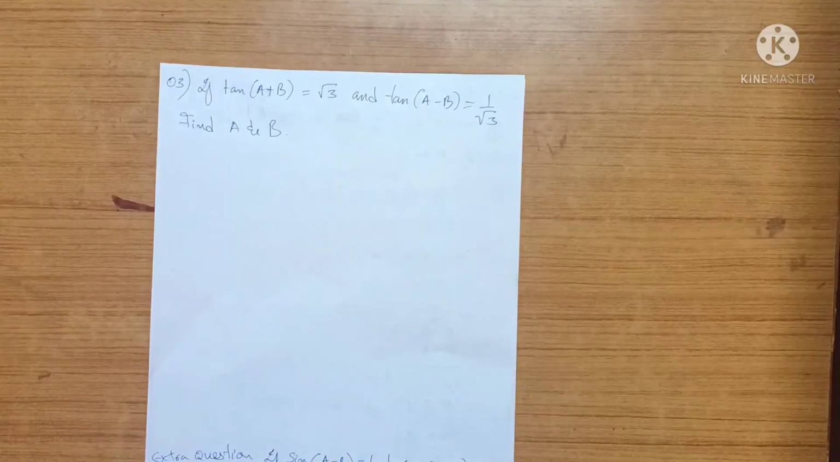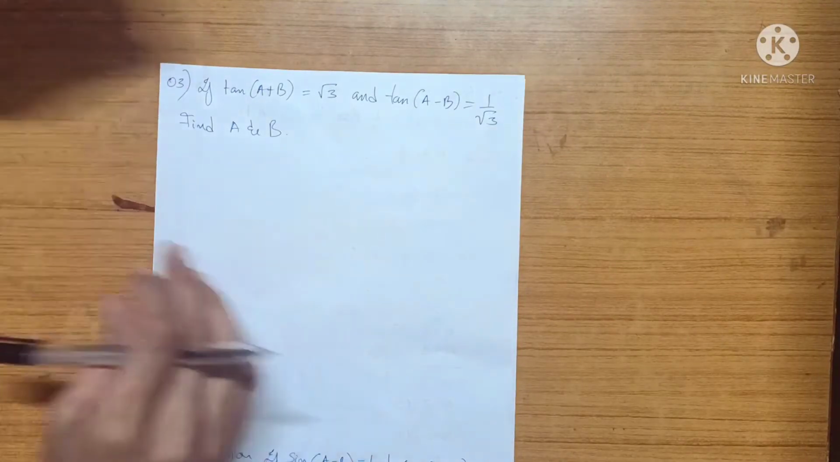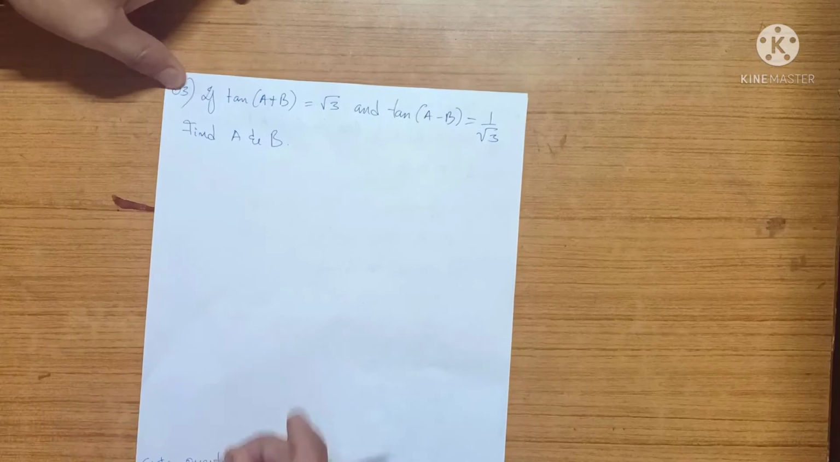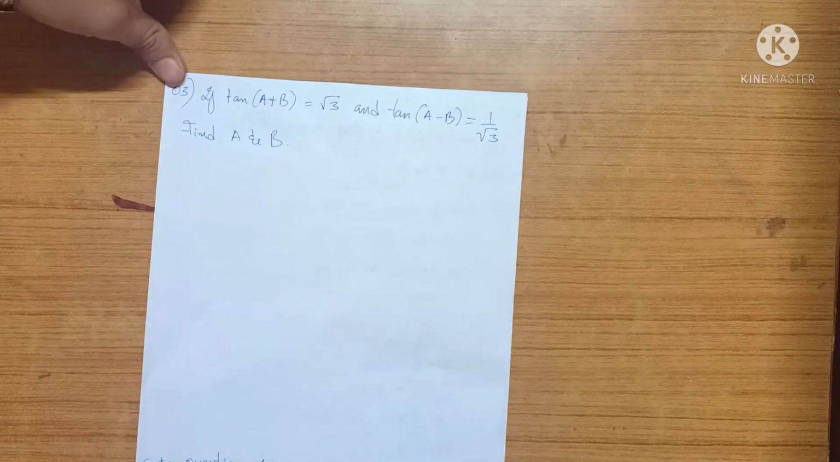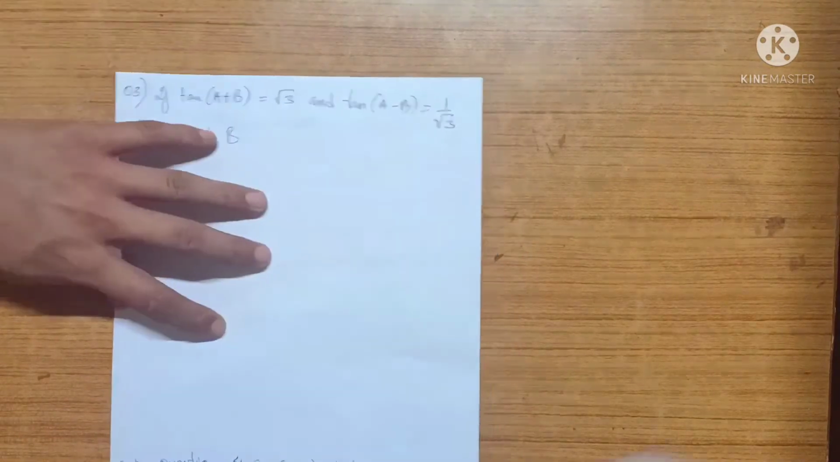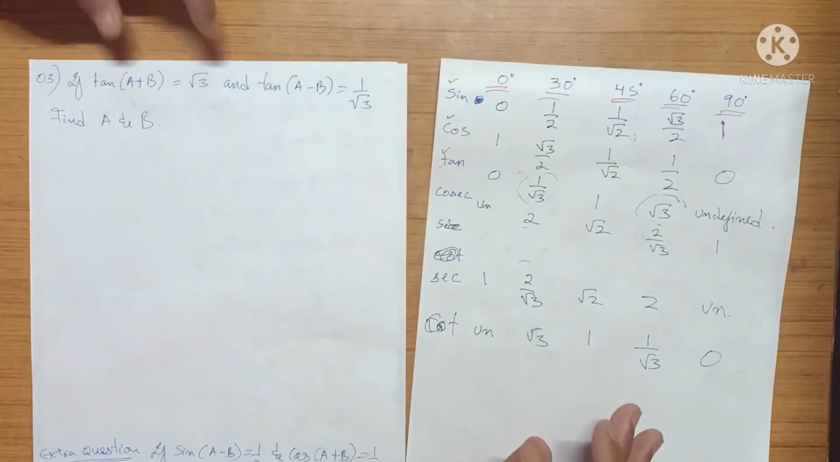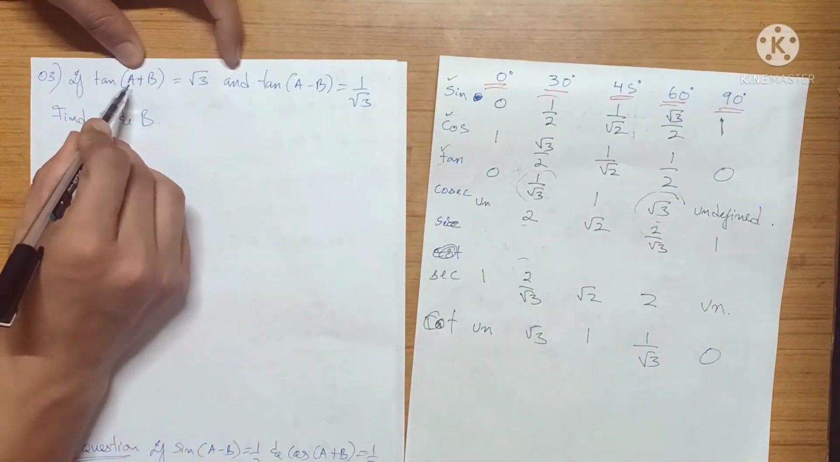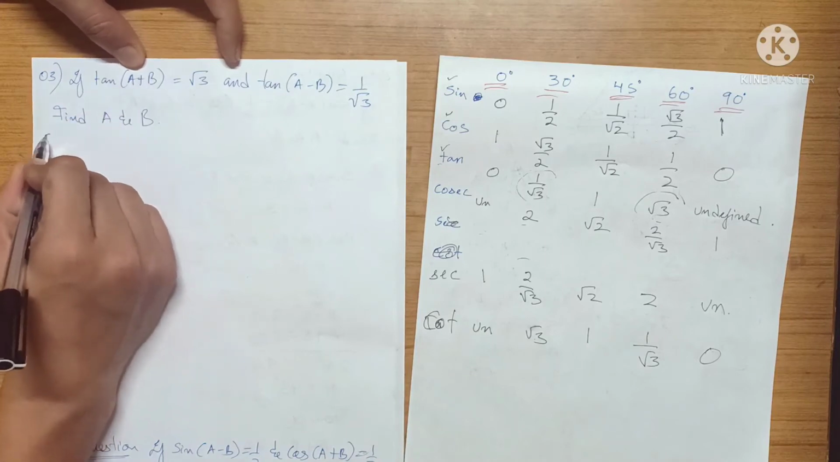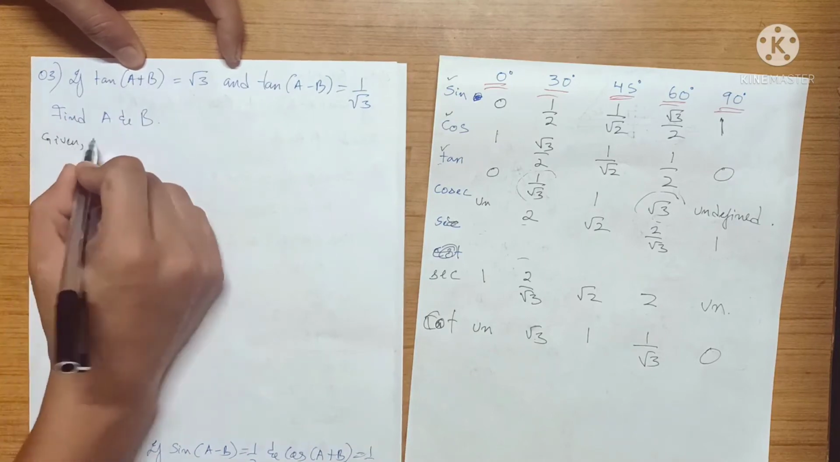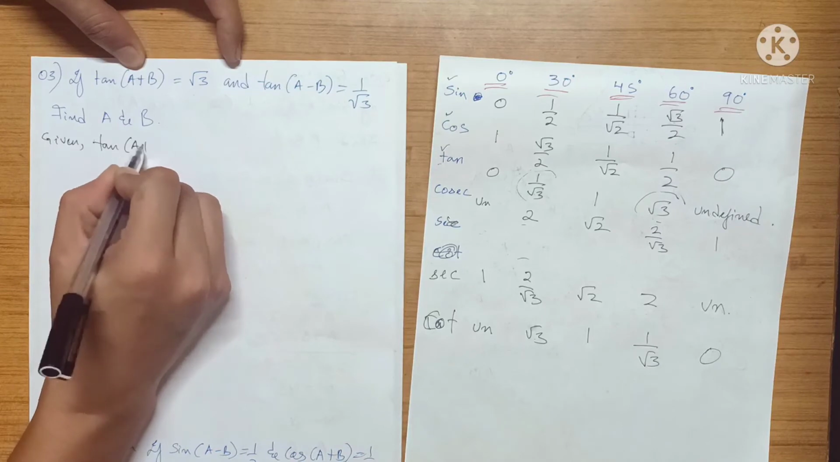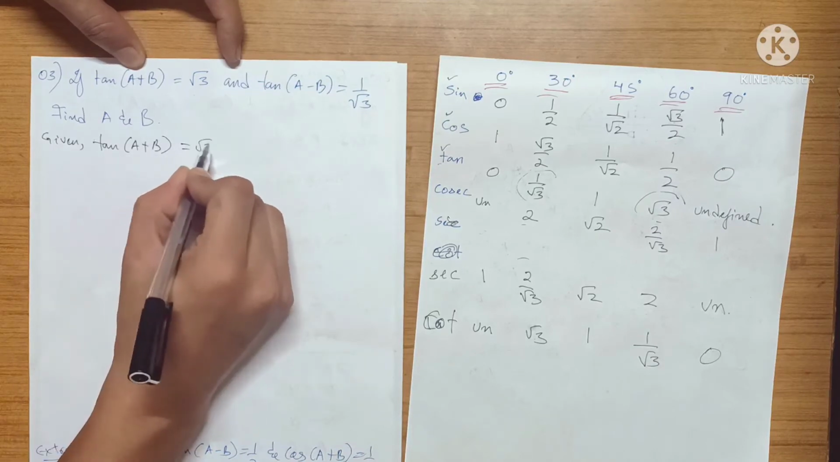Okay, let's continue with the exercise. Question number 3, all right? Before we do this, bring this into here so you can look at it for reference. If tan(a plus b), so they've given us that, tan(a plus b) is root 3, right?